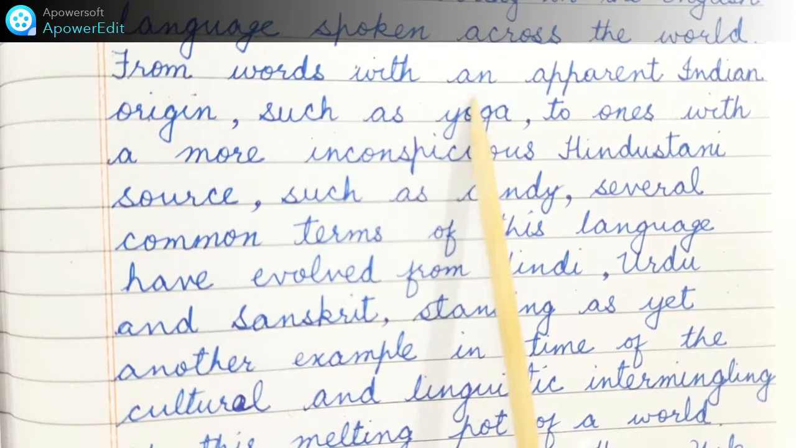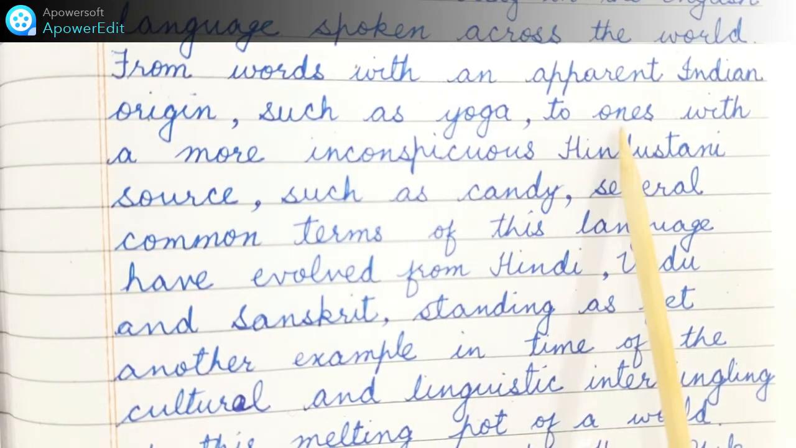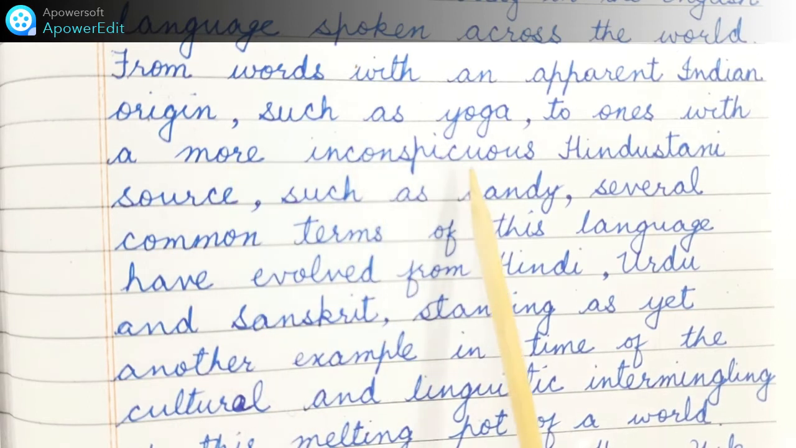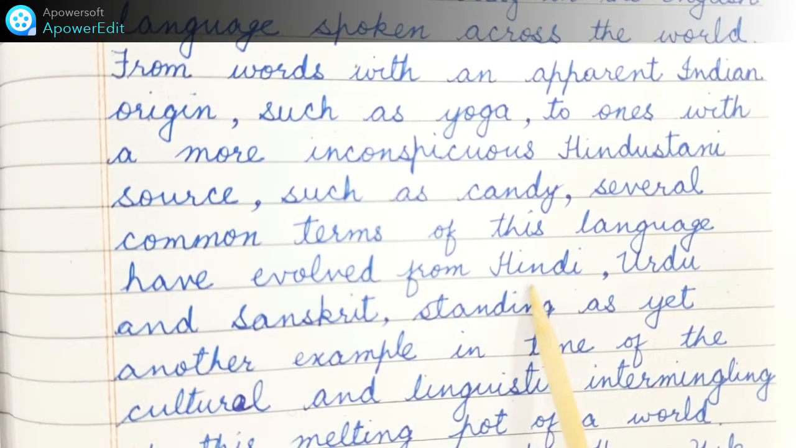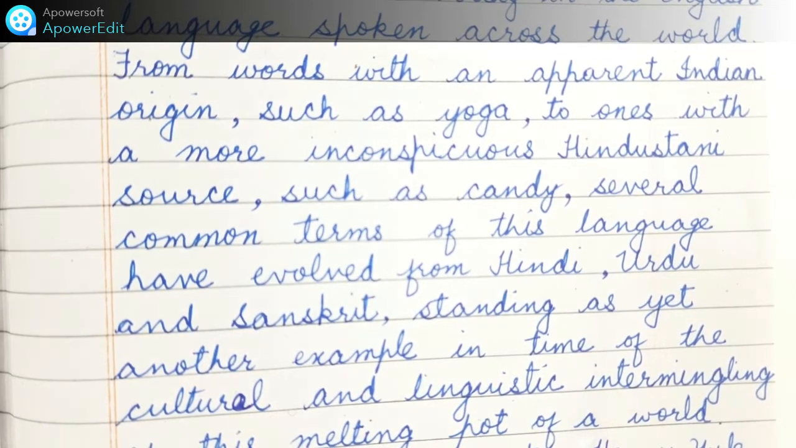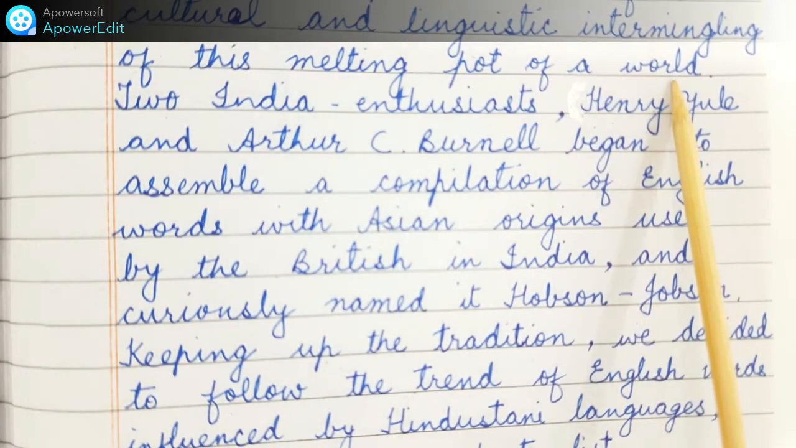From words with an apparent Indian origin, such as yoga, to ones with a more inconspicuous Hindustani source, such as candy, several common terms of this language have evolved from Hindi, Urdu, and Sanskrit, standing as yet another example in time of the cultural and linguistic intermingling of this melting pot of a world.